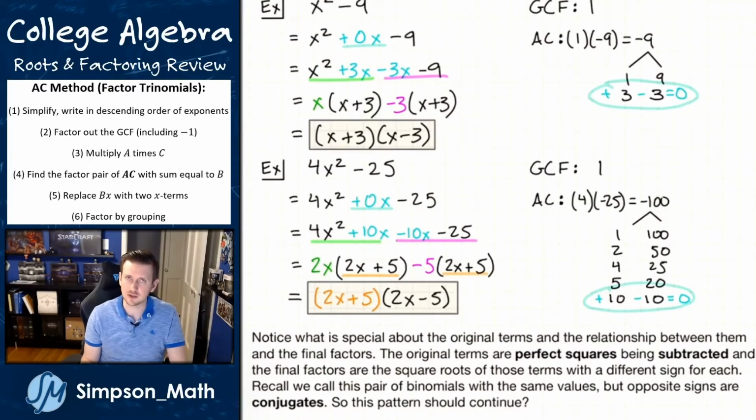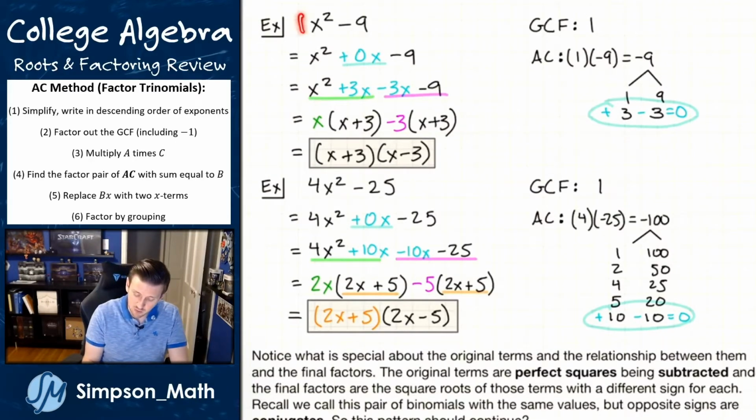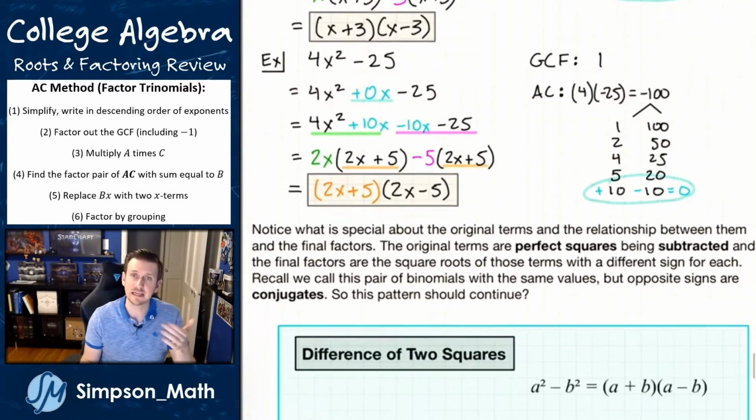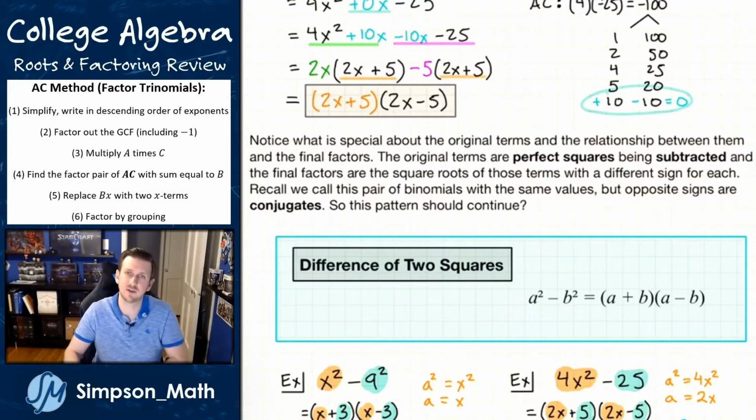So there are also some other interesting patterns. Notice 1, 9, 4, 25. All those are perfect squares. Heck, even the x squareds are perfect squares. So we have two perfect squares separated by minus, and we end up with these conjugates. This is 4x squared. What's the square root of 4x squared? 2x. What's the square root of 25? 5. What's the square root of x squared? x. What's the square root of 9? 3. All right, so there's a really interesting pattern here, and it's called the difference of two squares.